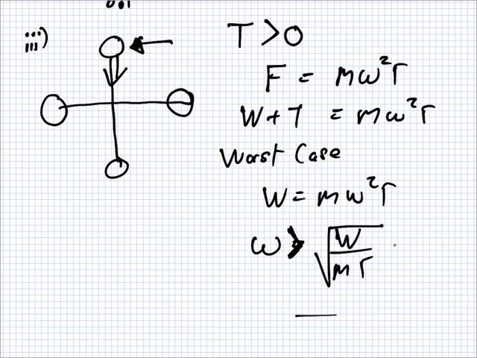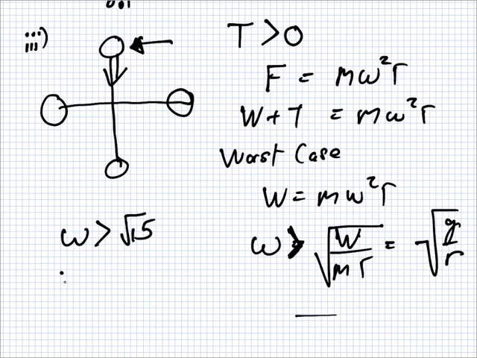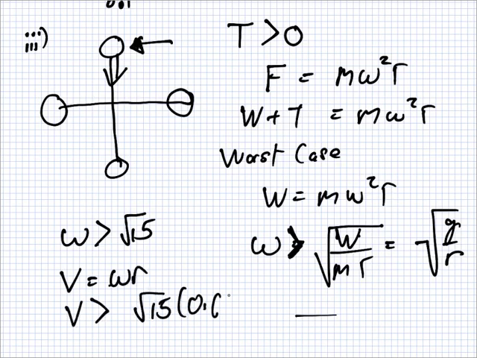Now, what's the formula for w? mg. So the m's cancel, it's just g over r. What's the r? 0.654. So here I get that omega must be greater than root 15. So the velocity, which equals omega r, must be greater than root 15 times r. So I have my answer that the velocity must be greater than 2.533 meters per second.